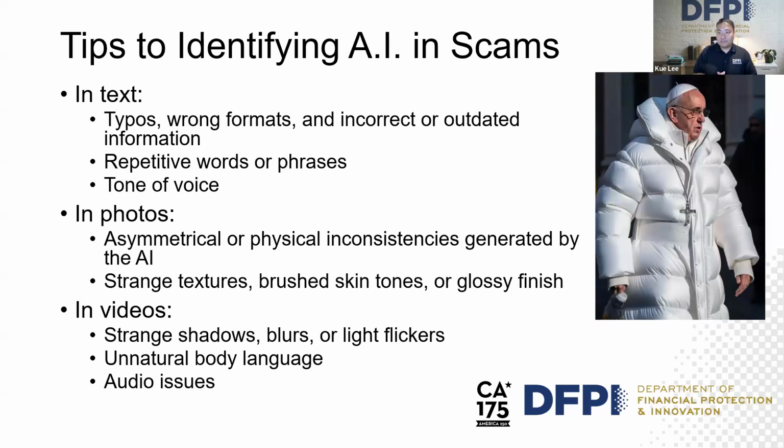And then of course in videos, one of the things you're looking for is strange shadows, blurs, light flickers, unnatural body language or body movement, audio issues, sometimes skips in the video. That's because artificial intelligence has a hard time understanding things like lighting or human movement, right? And of course audio as well. But usually what scammers do is mask it with a low quality filter, so it's harder to detect that kind of thing.